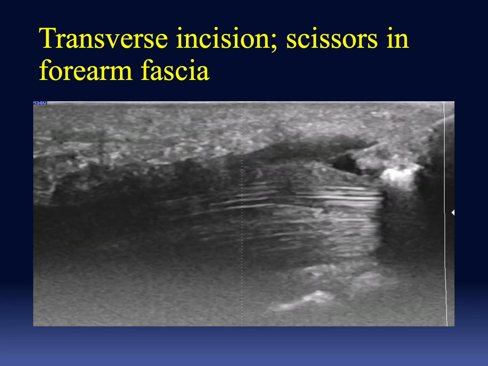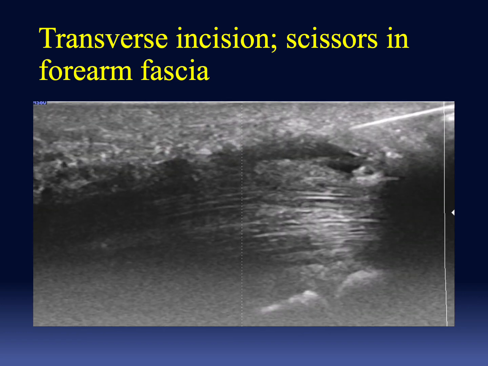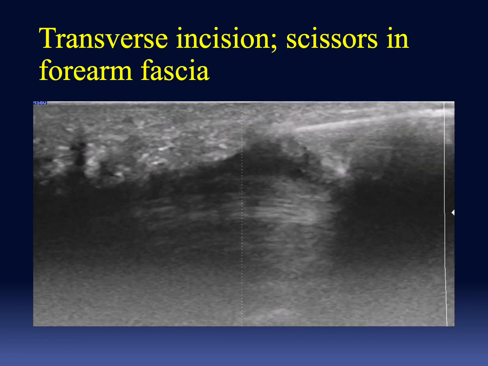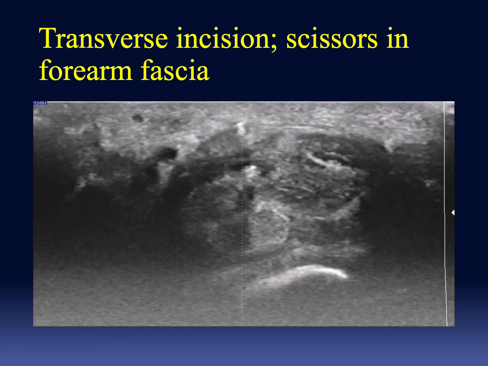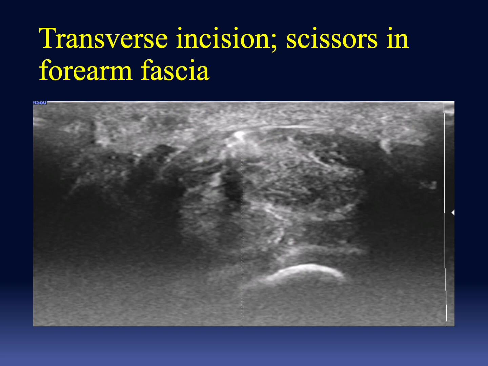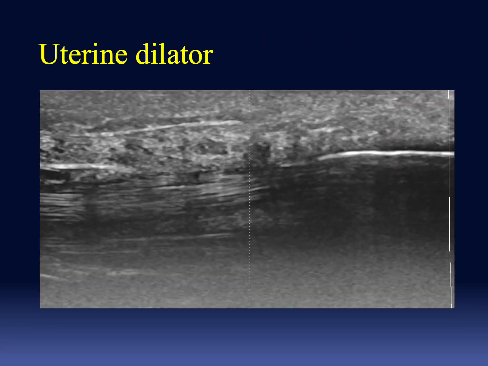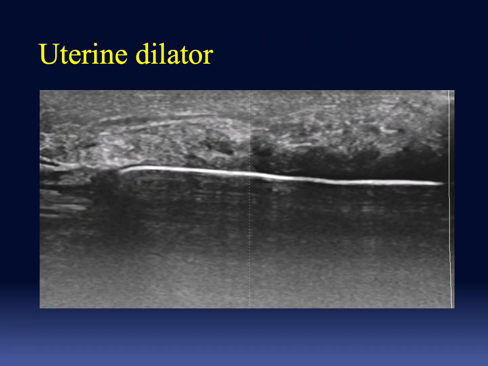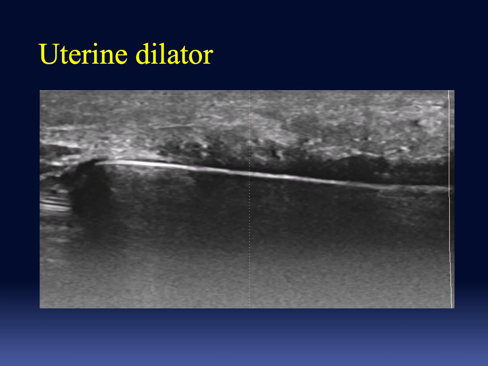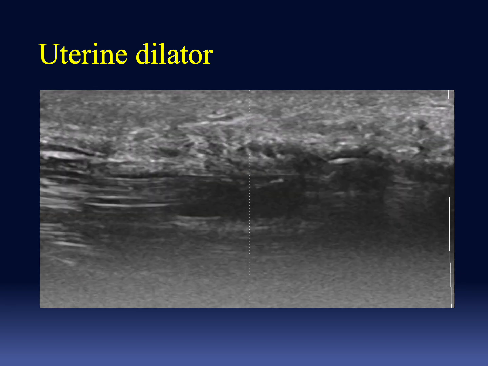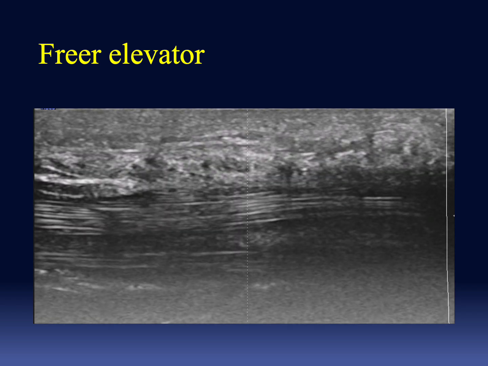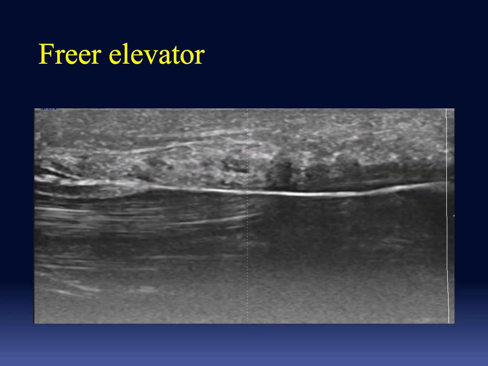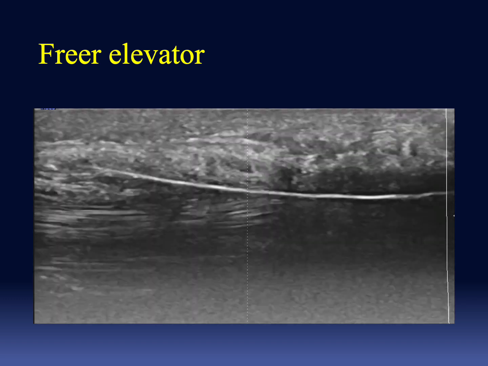Make a small transverse incision in the dermis and then use blunt dissection through the subcutaneous fat, and then through a small hole in the deep fascia we can place tenotomy scissors and cut the fascia. And then through that defect we can place a uterine dilator to be sure that we have a free path underneath the ligament, and use a freer elevator to be sure that the soft tissue is freed up from the undersurface of the transverse carpal ligament.